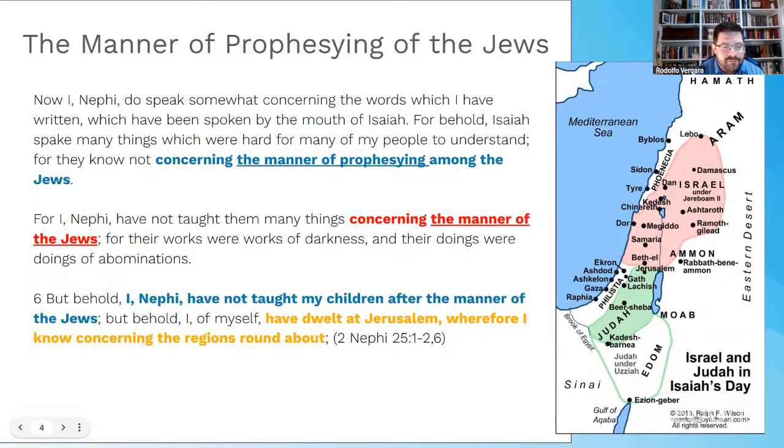"For I, Nephi, have not taught them many things concerning the manner of the Jews, for their works were works of darkness, and their doings were doings of abominations." So you have a distinction between the manner of prophesying among the Jews and then the manner of the Jews. And to me, the biggest takeaway is that we have the words of the prophets, which they spoke against actually the works of the Jews.